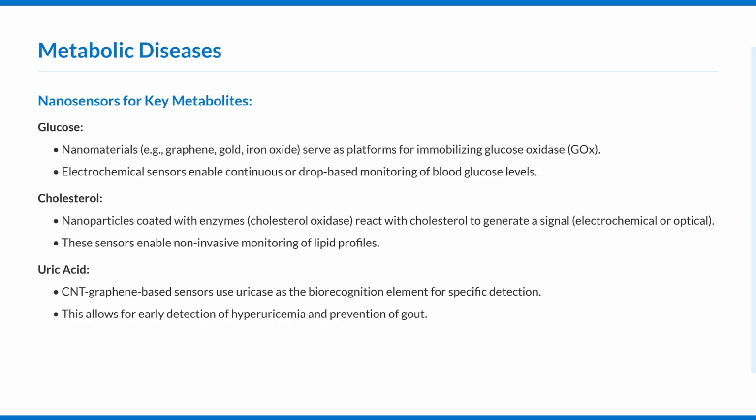Cholesterol: nanoparticles coated with enzymes such as cholesterol oxidase react with cholesterol to generate a signal, electrochemical or optical. These sensors enable non-invasive monitoring of lipid profiles. Uric acid: CNT and graphene-based sensors use uricase as a biorecognition element for specific detection. This allows for early detection of hyperuricemia and prevention of gout.